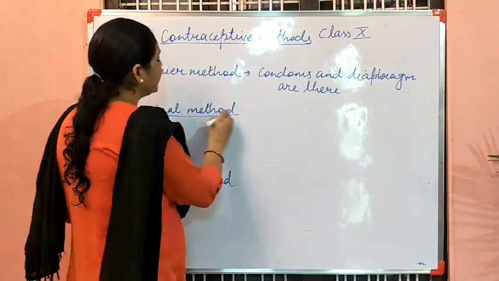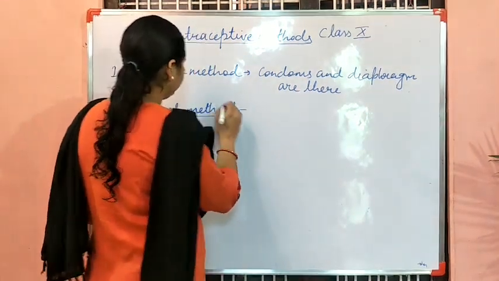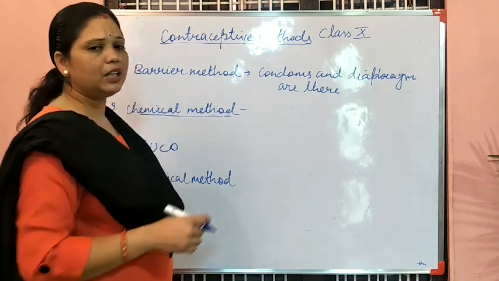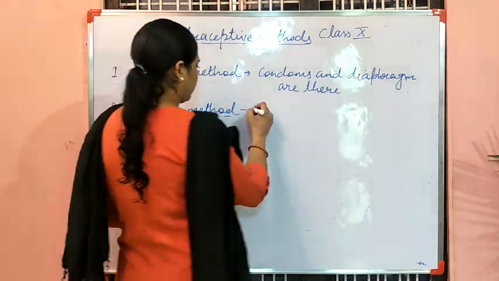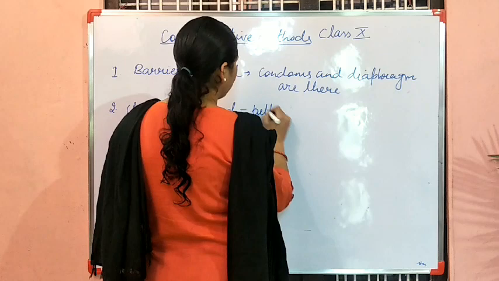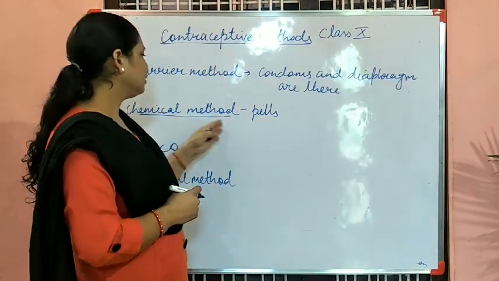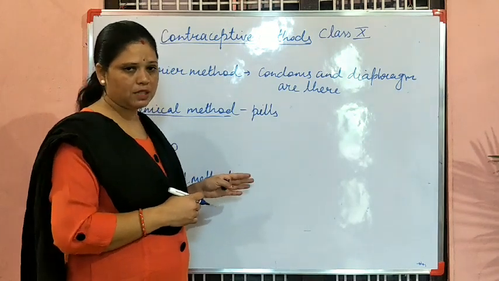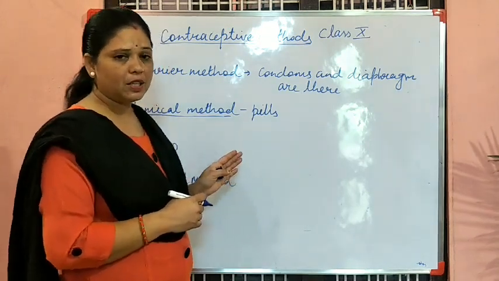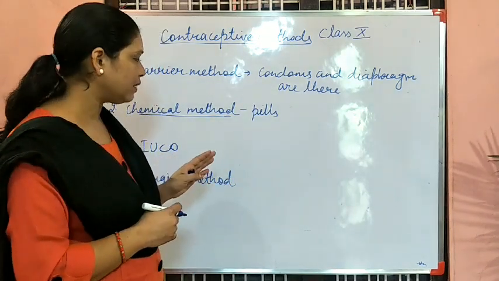If we talk about the chemical methods, generally the pills or tablets are taken to avoid the ovulation process. These are taken by females. That is known as the chemical method.